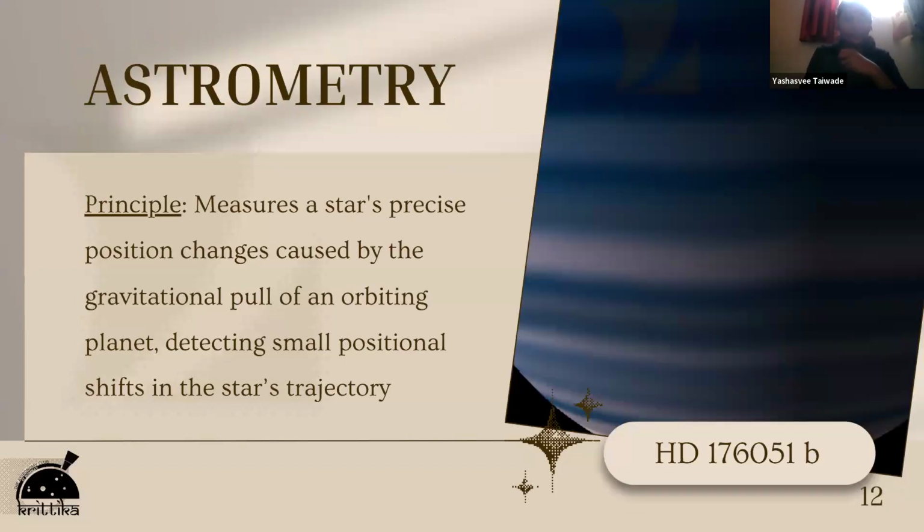Next, we have astrometry. It measures a star's precise position changes caused by the gravitational pull of an orbiting planet, detecting small positional shifts in the star's trajectory. It is quite self-explanatory. Because of the gravitational pull of the planet, these small shifts in the star's trajectory are found out. And from this we can also find the other parameters related to the exoplanet. For example, with the gravitational pull, we can determine its mass and its size and other things as well.